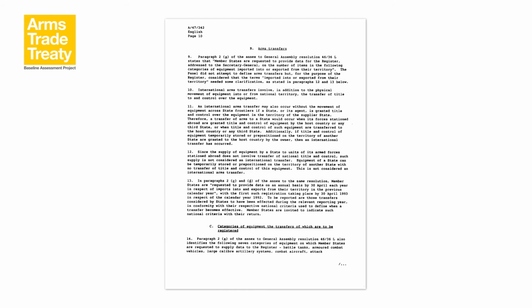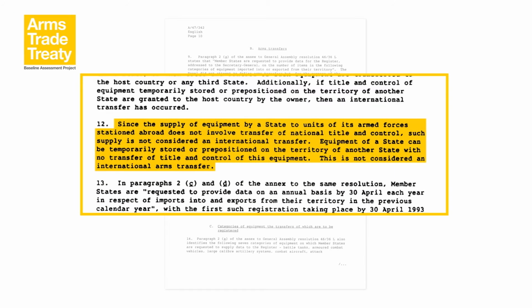The 1992 Panel of Governmental Technical Experts provides more specificity, saying that since the supply of equipment by a state to units of its armed forces stationed abroad does not involve transfer of national title and control, such supply is not considered an international transfer. Equipment of a state can be temporarily stored or prepositioned on the territory of another state with no transfer of title and control of this equipment. This is not considered an international transfer.